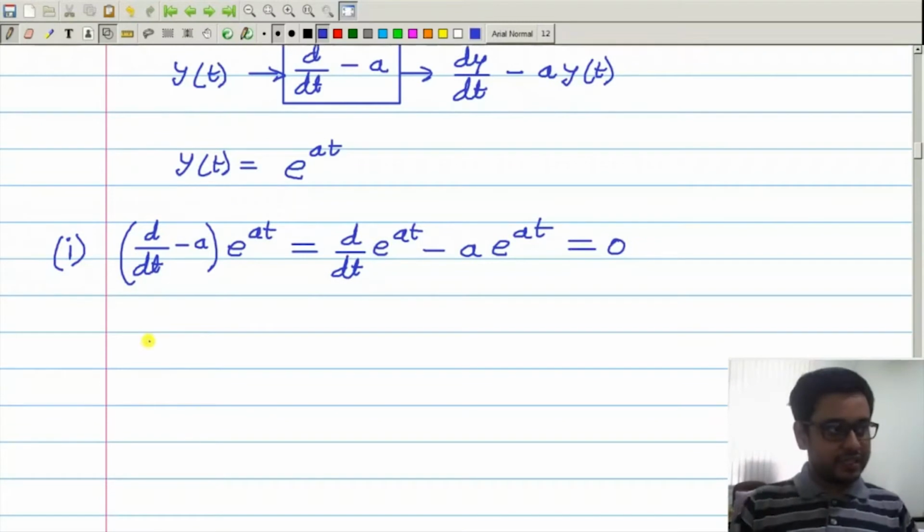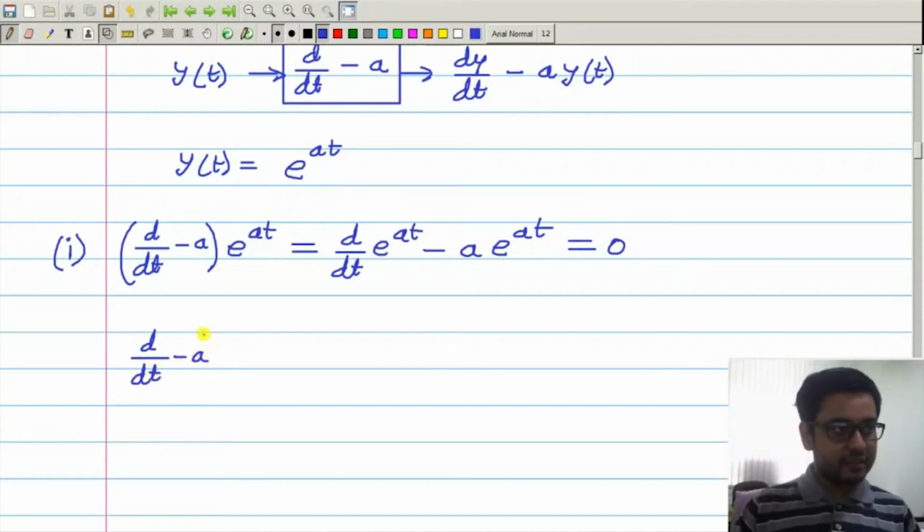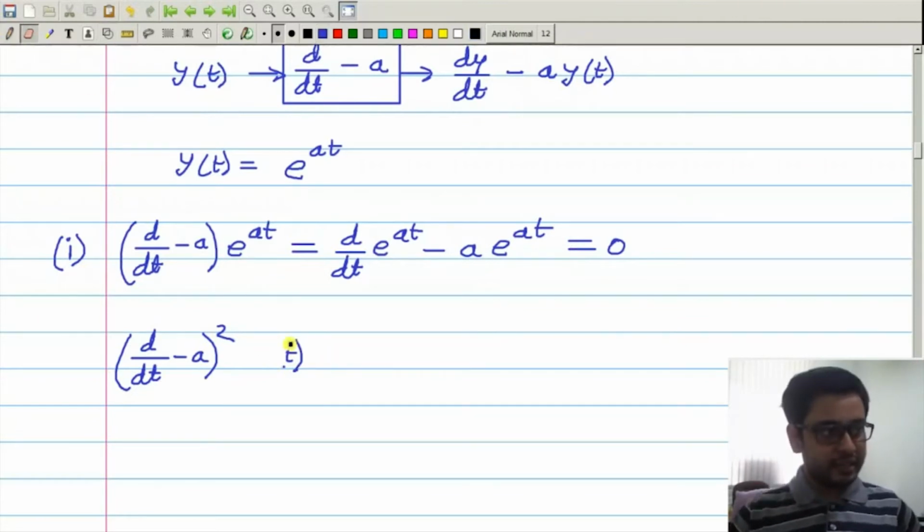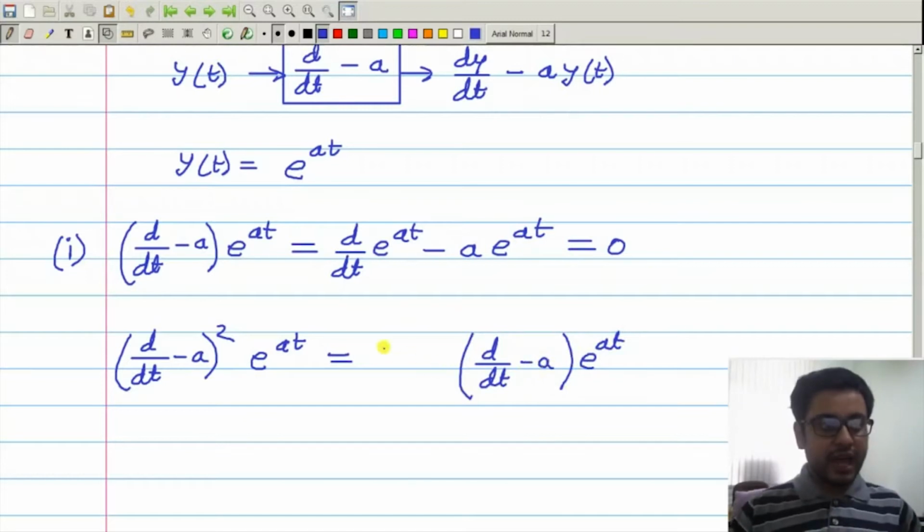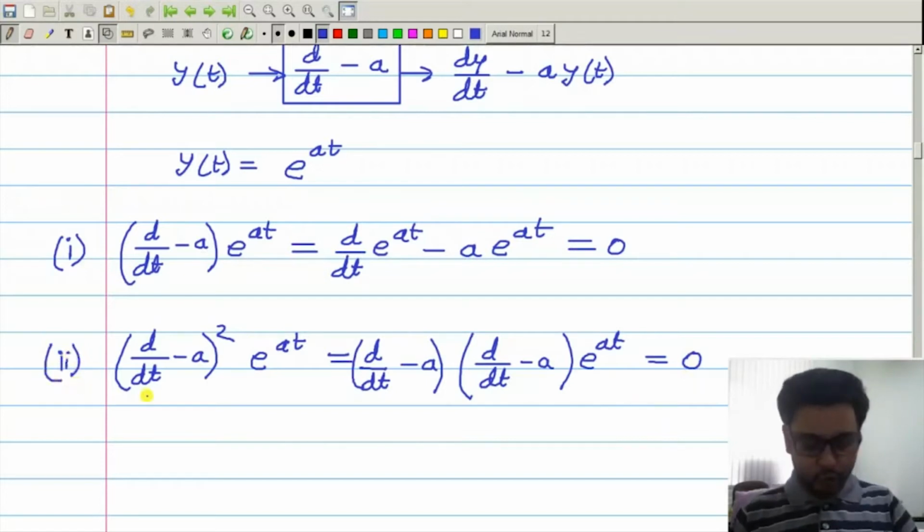The next important thing is consider d/dt minus a acting twice on a signal. And let me take this signal y as e to the power at as before. So this means we shall first operate e to the power at with d/dt minus a, and then we shall apply this operation once again, and if you do this you shall definitely get 0. So this is the second important thing to notice.